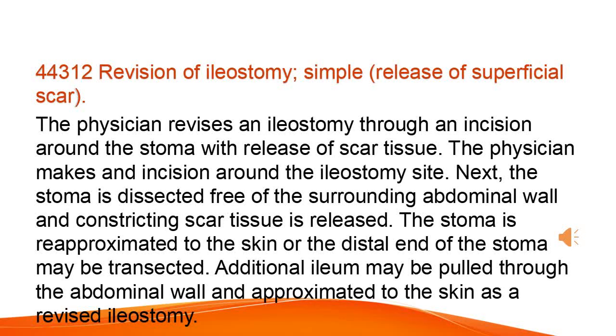Next, the stoma is dissected free of the surrounding abdominal wall and constricting scar tissue is released. The stoma is approximated to the skin or the distal end of the stoma may be transected. Additional ileum may be pulled through the abdominal wall and approximated to the skin as a revised ileostomy.